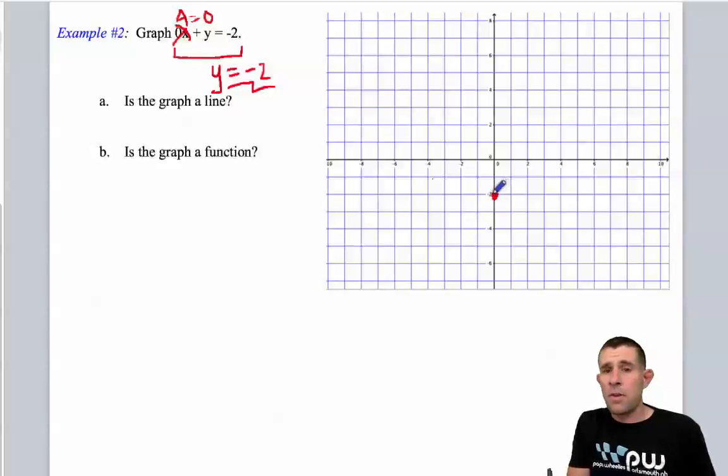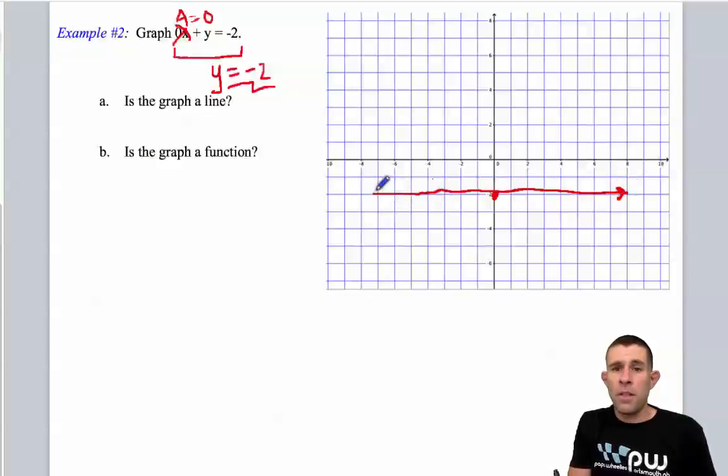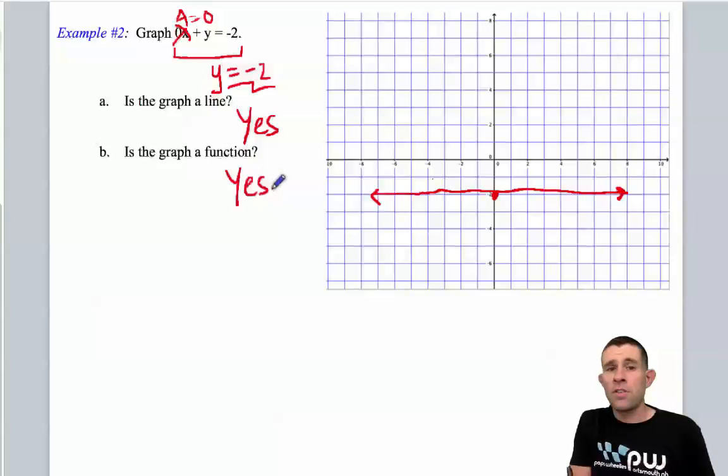So here's negative 2 on my y-axis. Here's the horizontal line that passes through that point. It goes off from the left to the right. We actually have a slope of 0, and it's that horizontal line. Now, this is a graph of a line, so we can answer confidently yes here. And it's also the graph of a function. And this is simply the horizontal line.